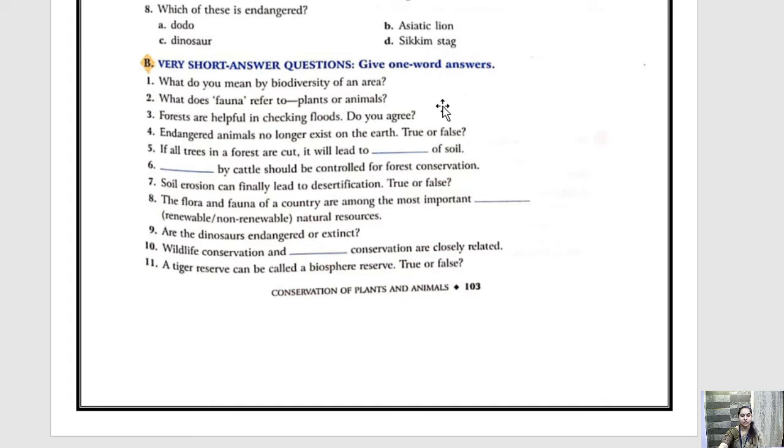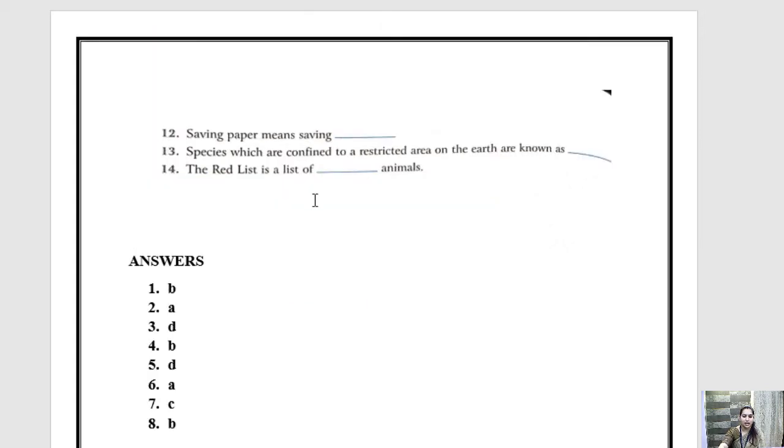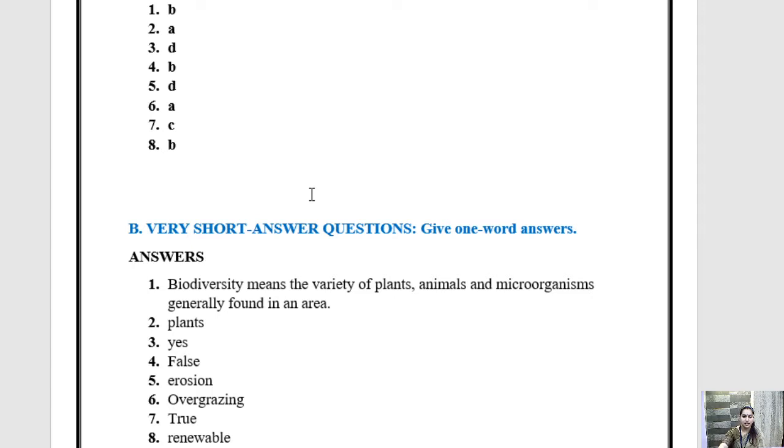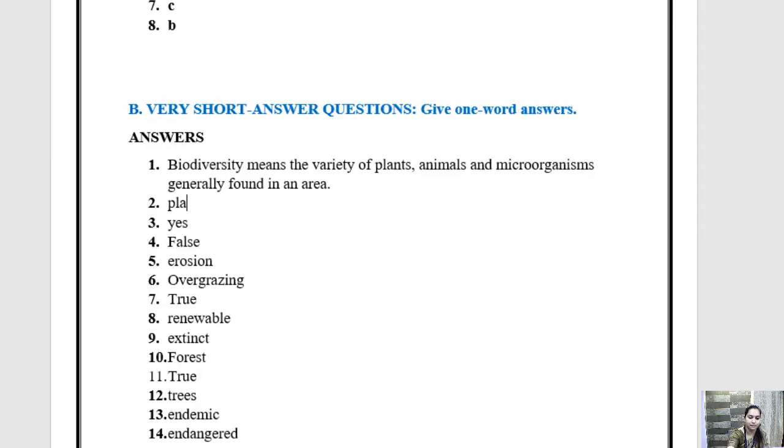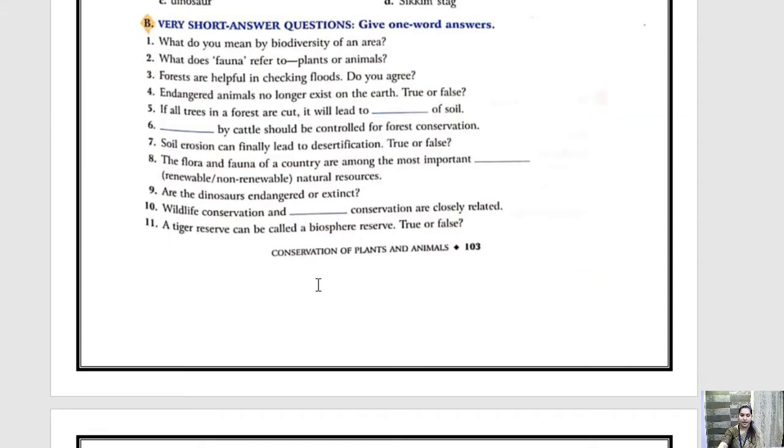Question number 2. What does fauna refer to? Plants or animals? Children, fauna refers to animals. It does not refer to plants. So by mistake here plant is written, please do the correction. It will be animal. Fauna refers to animals, whereas flora refers to plants. So the correct answer for the second is animal. Just put a tick over animal.